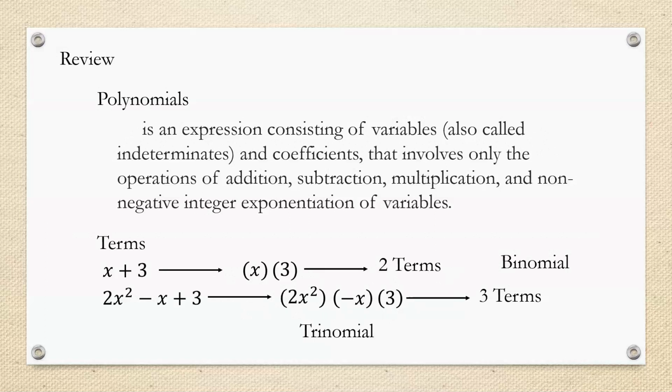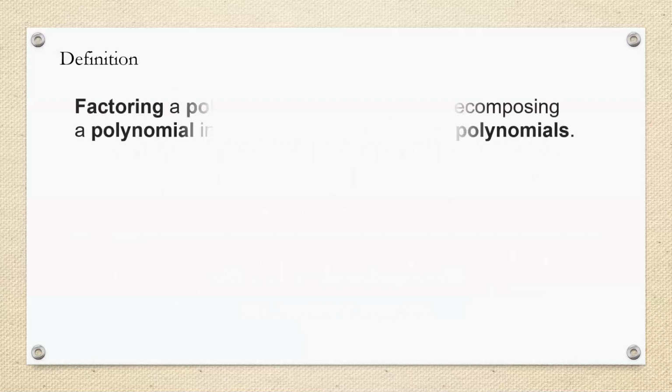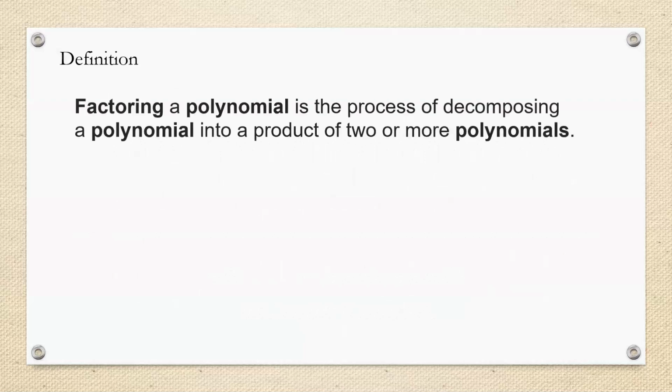Okay, but binomial and trinomial are under the definition of polynomial. Okay po ba? So I hope that is clear to you. Okay, so let's proceed. So let's have the definition of factoring polynomials. It's a process of decomposing a polynomial into a product of 2 or more polynomials.